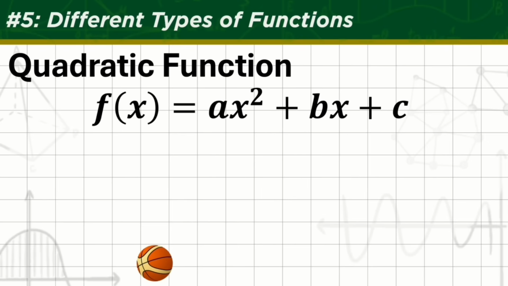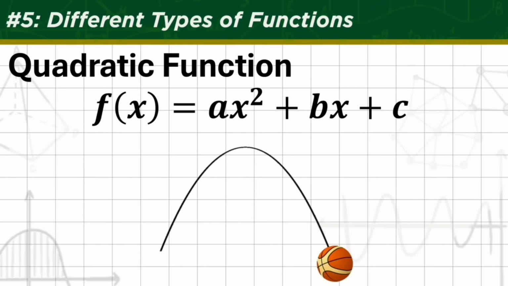The general form is f of x is equal to ax squared plus bx plus c. Think of it like this: something starts low, increases, reaches its peak, and then goes back down, like a story with a beginning, a climax, and an end. Imagine you throw a basketball into the air. What happens? It goes up, slows down at the top, then comes back down. That path, the height of the ball over time, is known as a quadratic function.